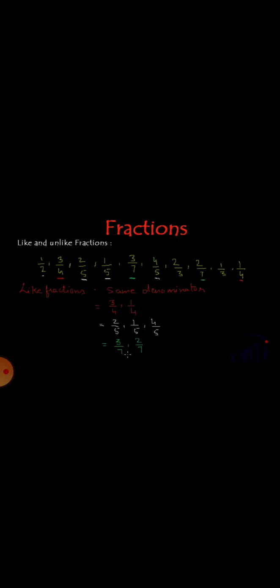And similarly we have one more group of like fractions where the denominator is 3, this and this. So the fourth group of like fractions is 2 by 3 and 1 by 3, right? So we have actually got 4 groups of like fractions.